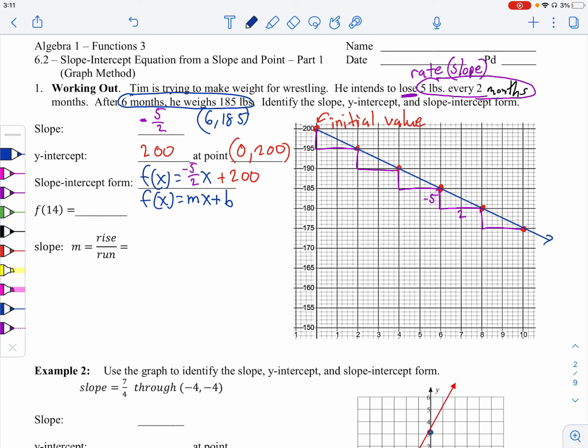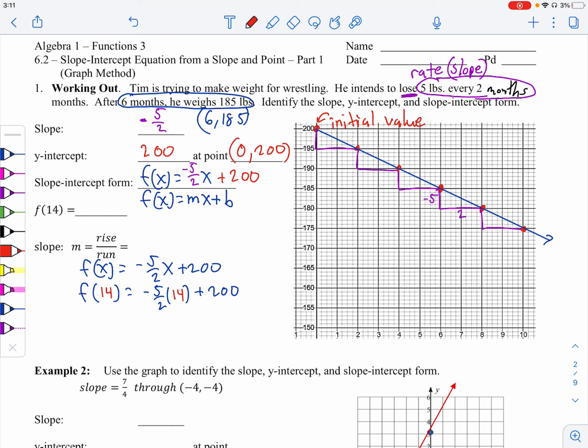So we're going to find what is f of 14, right? We're going to use our equation, f of x equals negative 5 over 2x plus 200. We're going to find out how much he weighs after 14 months. So negative 5 over 2. Every time we see the x, we put parentheses, and we substitute that with 14.